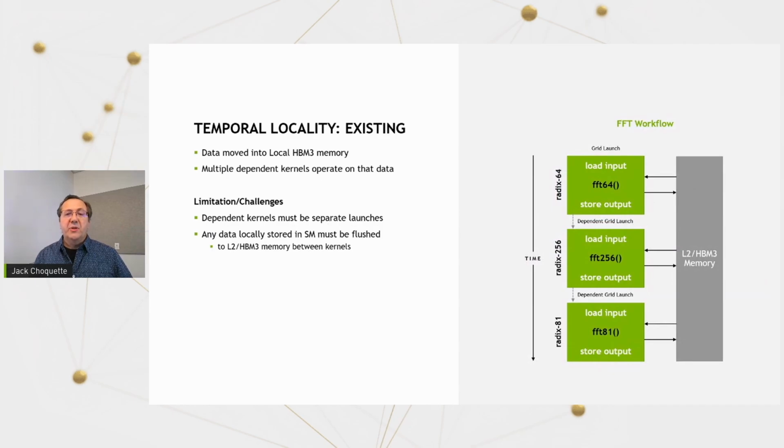Now let's move away from spatial locality to talk about temporal locality. One form of temporal locality supported in existing NVIDIA GPUs is dependent grid launch executing on data in L2 and HBM3 memory. In the figure, you can see an example of a fast Fourier transform workflow. Multiple computation steps are needed to perform the transform, each with a different radix. Here, data is moved into HBM memory local to the GPU. From there, each step is performed by reading data from the local HBM memory, doing the computation, and writing the results back to the local HBM memory so that it is available to the next step.